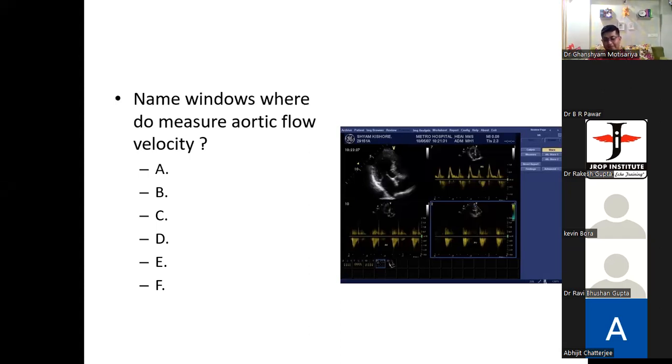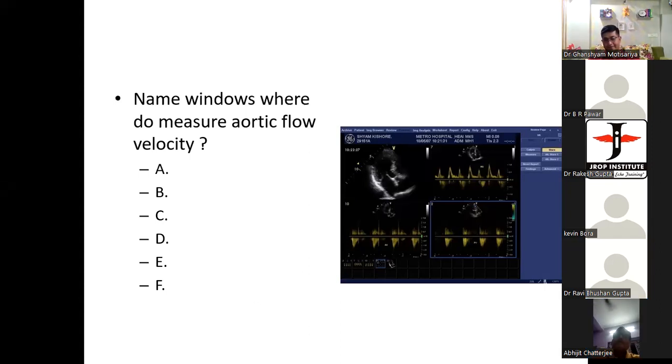So we can do this in short axis, sir. Short axis, where? At the aortic level, sir, and in aortic subcostal. No, Ravi. Will you move to the right of the sternum?